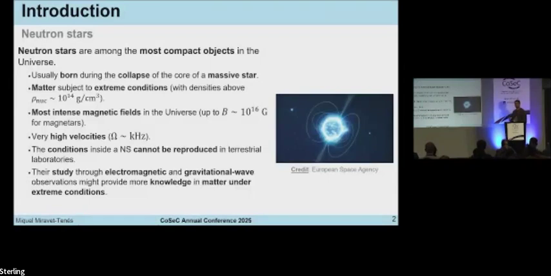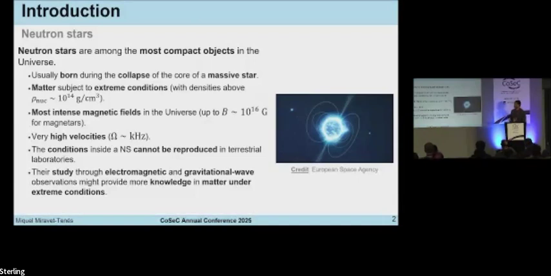They are usually born during the collapse of the core of a massive star, and the matter is subject to extreme conditions. For example, the densities in the core of these stars reach the nuclear densities, up to 10^14 grams per cubic centimeter. They also possess the most intense magnetic fields in the universe. Magnetars, for example, reach magnetic field strengths of 10^16 Gauss. They also have very high rotation velocities with angular frequencies of the order of kilohertz.